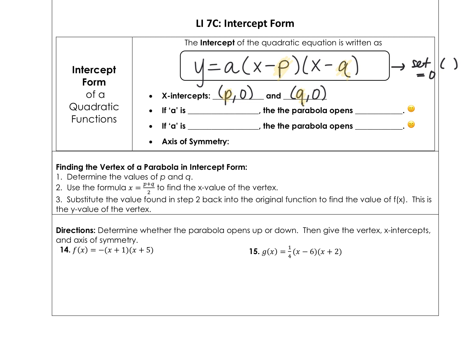Okay, this is a review. If the a is positive, which way does it open? Up, because it has not been reflected. What about if it's negative? Down. That's a review.